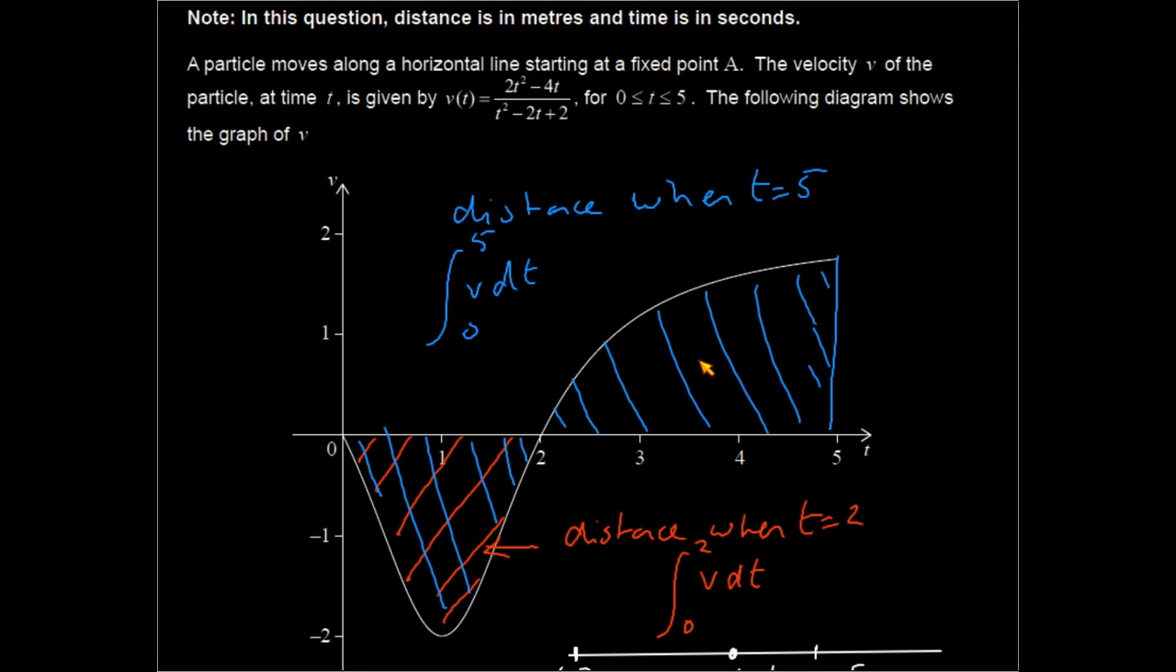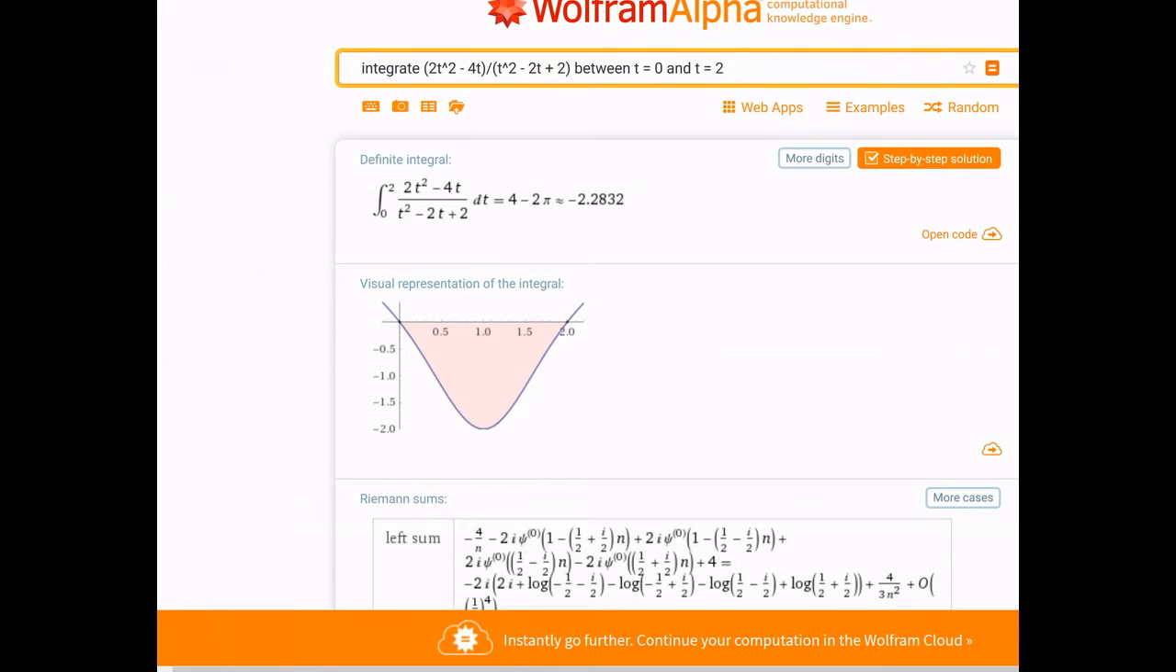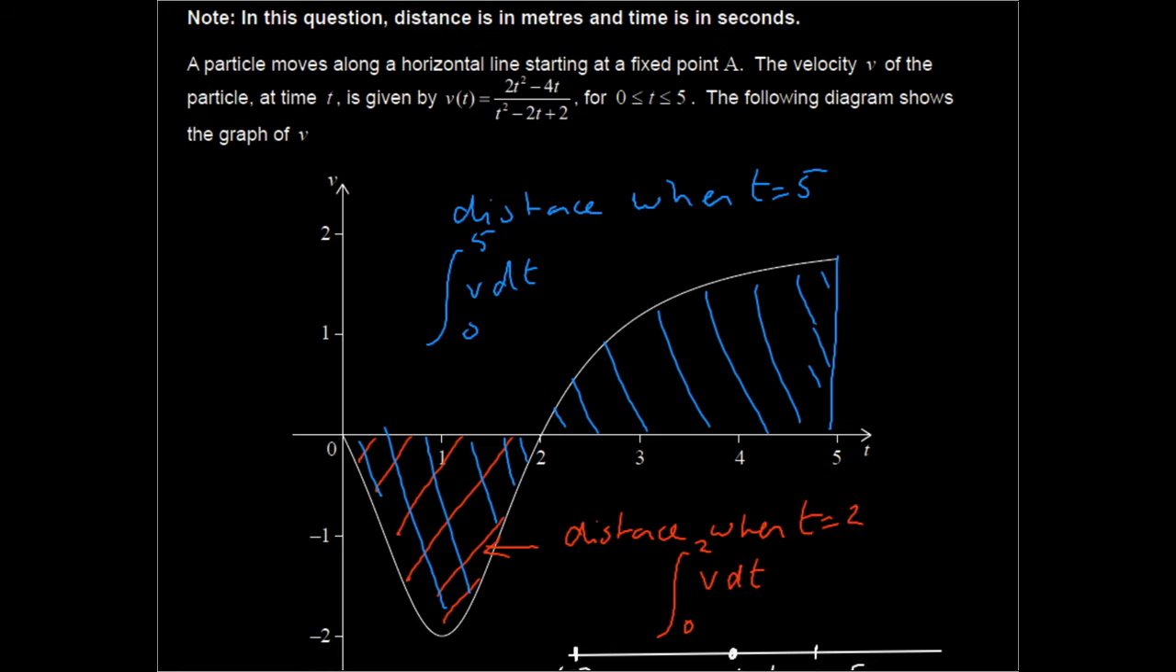So I've used Wolfram Alpha for this, so it's similar to putting it into your graphical calculator. So you can see here I've entered in the equation, and then it's said here the definite integral between 0 and 2, and it's told me that is negative 2.28. The reason it's negative is because it's below the axis. So we just want this area here to be 2.28. So this one, the red one, is equal to 2.28.